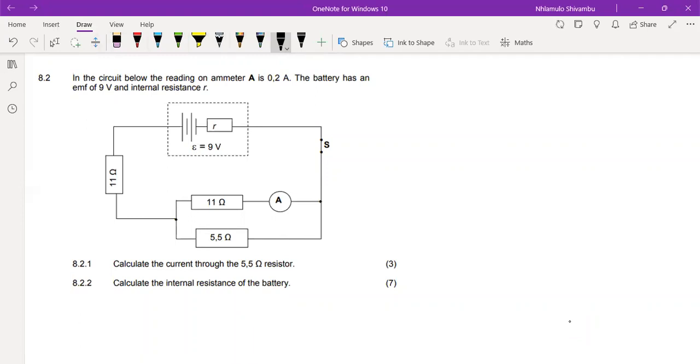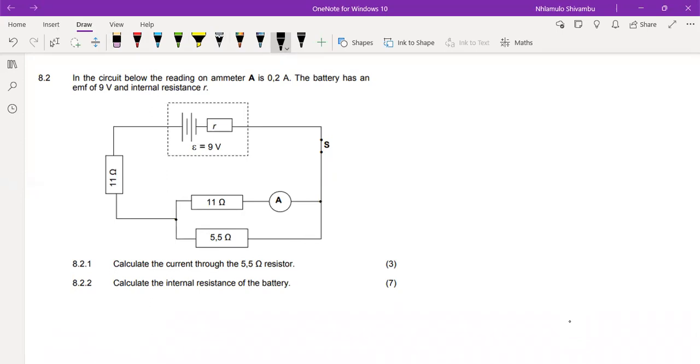In this video, we're going to look at how to calculate the internal resistance of a battery. I took a question from a national paper, and obviously this will assist us in answering exam questions, right? Let's see what we're given here.